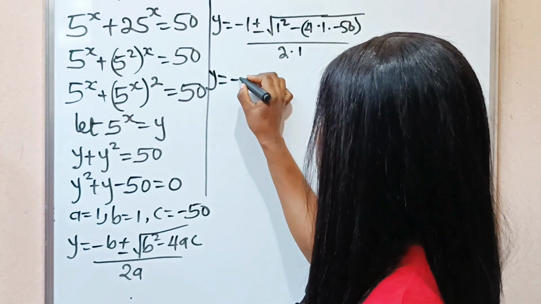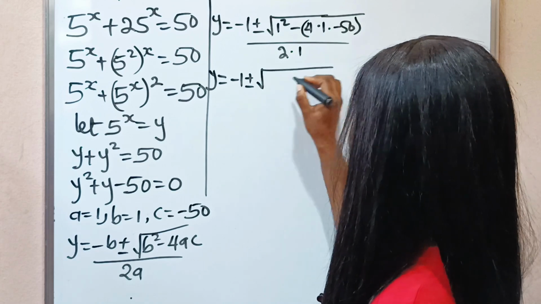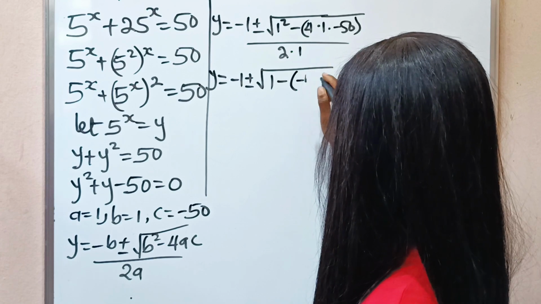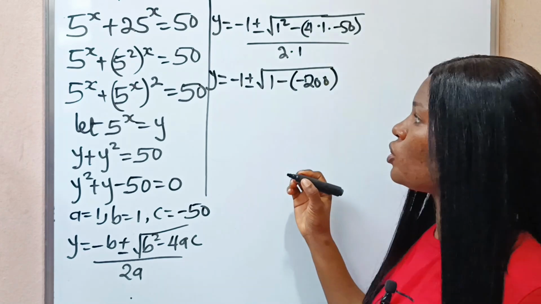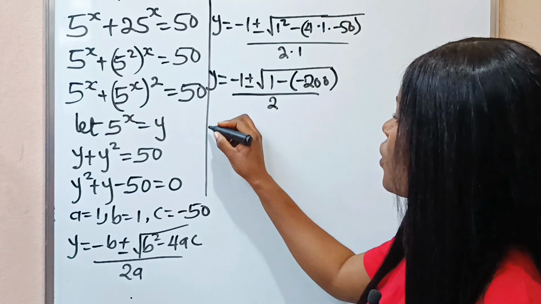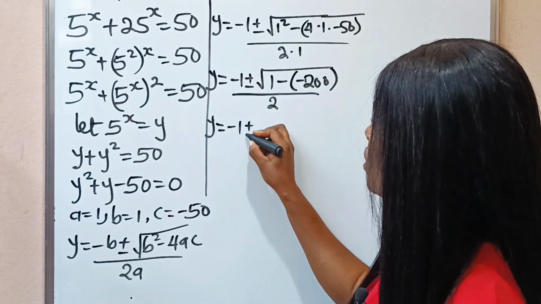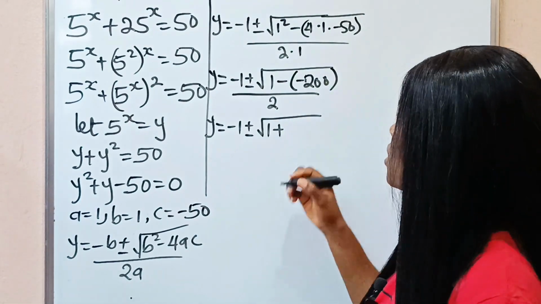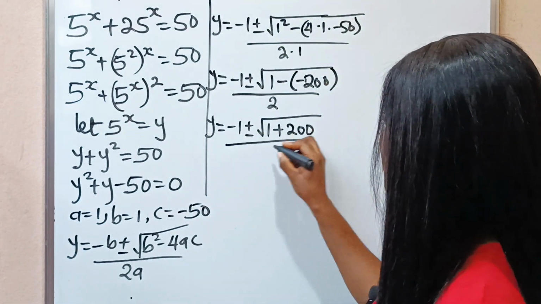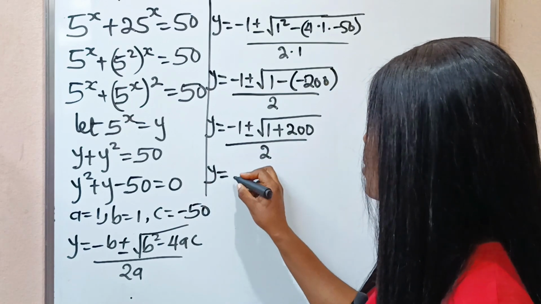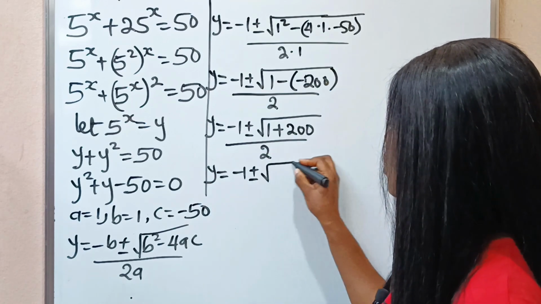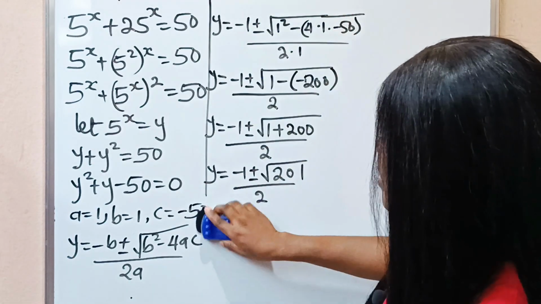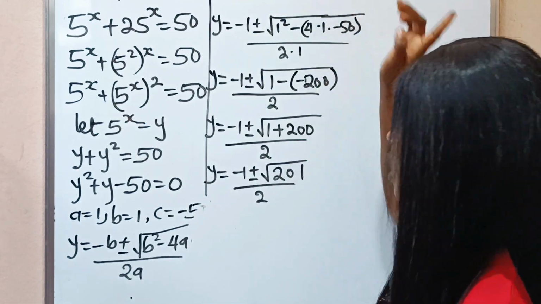So our y is equal to minus 1 plus or minus the square root of 1 minus 4 times minus 50, which is minus 200. Okay, minus 200 divided by 2. So our y is equal to minus 1 plus or minus square root of 1 plus, because minus multiplied by minus is plus, 200 divided by 2. Therefore, our y is equal to minus 1 plus or minus square root of 201 divided by 2.